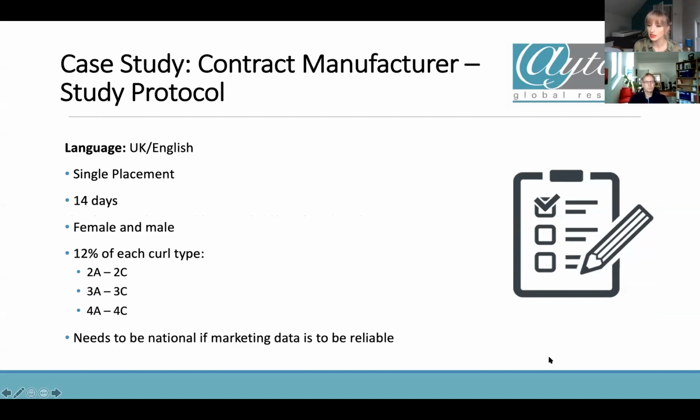We wanted female and male on the study, and most importantly, we needed 12% of every single curl type. So 2A, 2B, 2C, 3A to 3C, and 4A to 4C. It had to be national around the UK to make sure it was reliable, but also, as I said earlier, to be able to get these kinds of hair types in this amount of people. This is where consumer research is really important, because it's hard in clinical, where people have to go to a lab, to make sure you've got every single hair type on there.